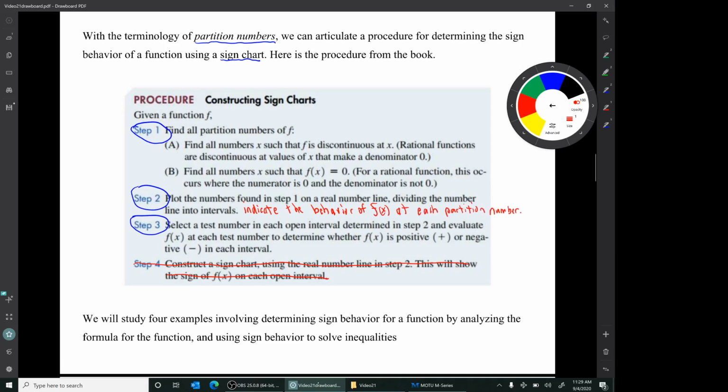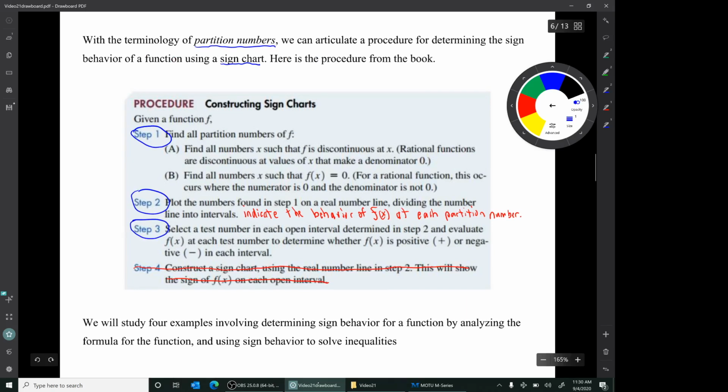That's, for one thing, easy because we find the partition numbers by finding places where f does something. Either the y value is 0 or f is discontinuous. So we've got this information, so we might as well put it on the sign chart. Also, that information is useful later when we use the sign chart to do other things. We'll study 4 examples involving determining the sign behavior of a function by analyzing the formula, and then using the sign behavior to solve inequalities.